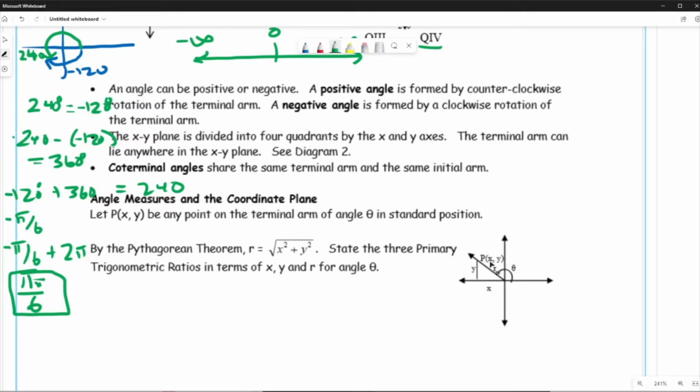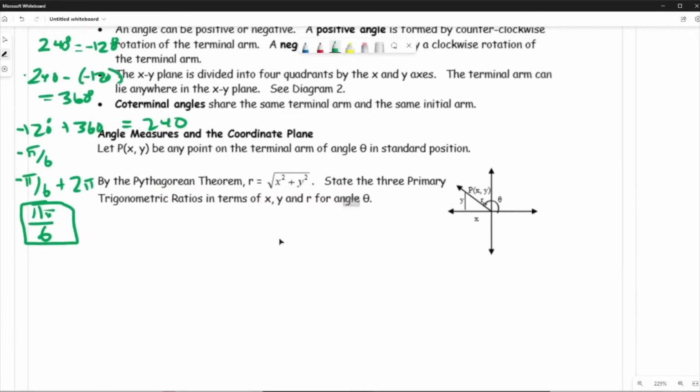P is a point with x and y coordinates, and x, y coordinates connect to an angle, and that's the big thing to take away from this. Any point on the plane has an angle in standard position. Okay.